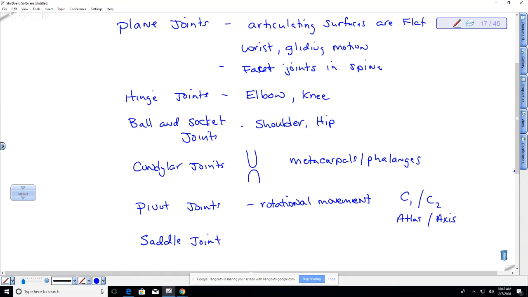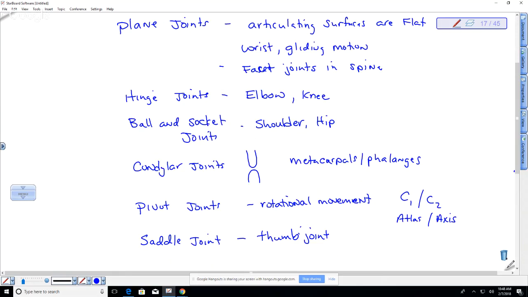So we have a bone that sits in a depression like this, like a saddle. And the big one that they talk about in our body is the thumb. So this is the thumb joint. This is what allows the thumb so much mobility, right? It's between the phalanges of the thumb and the metacarpals.